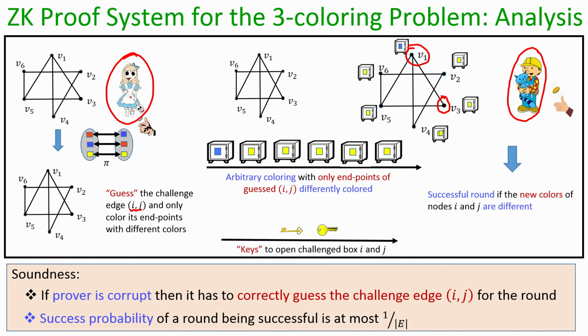So, the probability that Alice is successfully able to guess the random challenge (i, j) is nothing but 1 over the size of the H set, and approximately the size of the H set in the worst case can be n square. That means the success probability of the round being successful is bounded by 1 over the H set, namely 1 over n square, and remember that there are k such rounds.